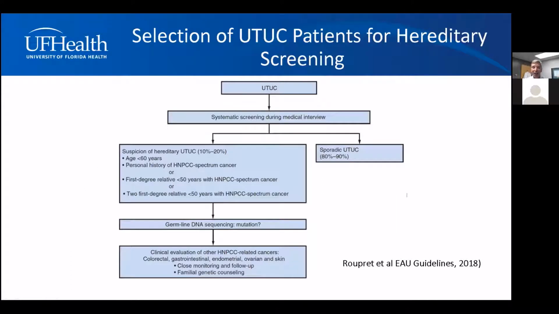And because of that, there's a whole screening. Again, I'm just briefly presenting this, but it could be a longer talk. But if you're looking at somebody who has these characteristics, younger, history of colon cancer, first degree relatives with colon cancer, there's germline DNA sequencing to see whether there's a mutation there. So this is already part of a genetic syndrome you must consider. Otherwise, 80 to 90% have sporadic upper tract UC.